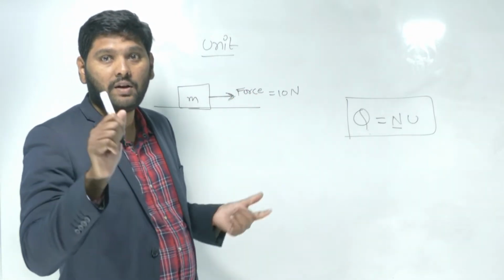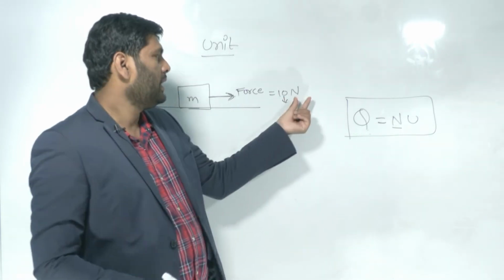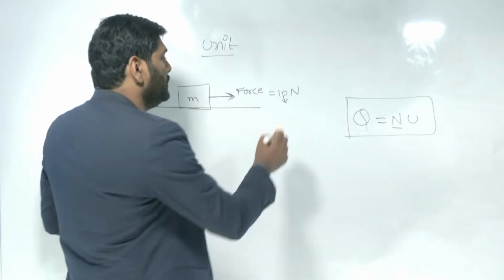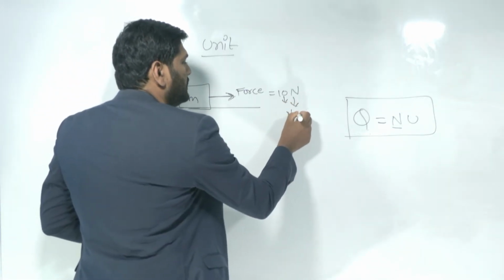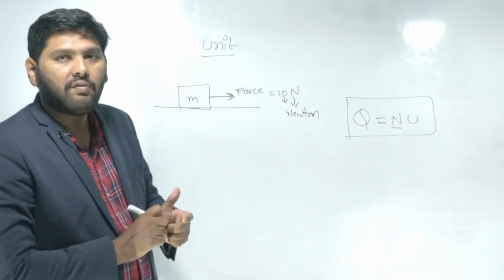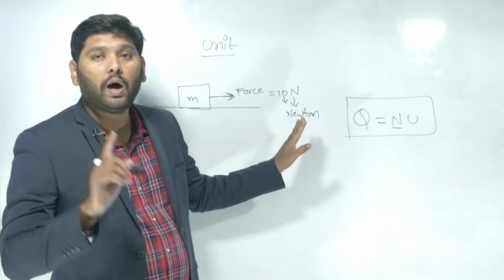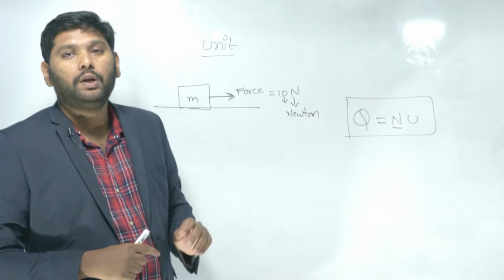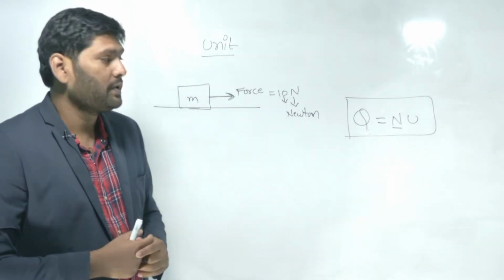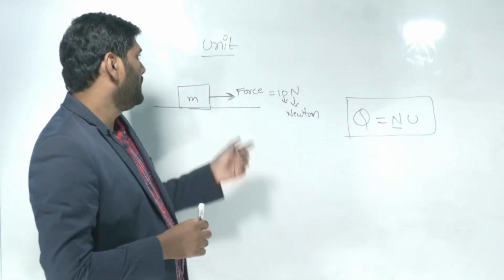So here on this body, force is acting. This force is nothing but a physical quantity, and this 10 represents the magnitude, and this N represents the unit. Here the unit is Newton. Newton is actually a scientist's name. We have given the unit for force a scientist's name, to honor him. So that is the explanation of any unit.